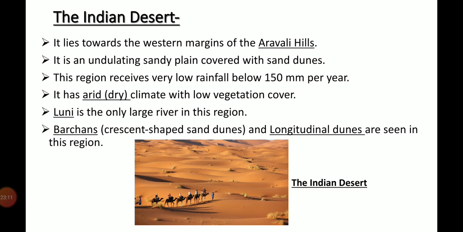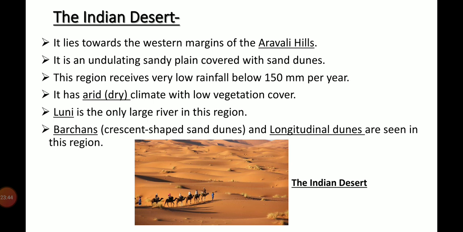Now, let us describe the fourth feature, the Indian desert. It lies towards the western margin of the Aravalli Hills, in the state of Rajasthan. It is an undulating sandy plain covered with sand dunes. This region receives very low rainfall, below 150 mm per year. It has a dry climate with low vegetation cover.